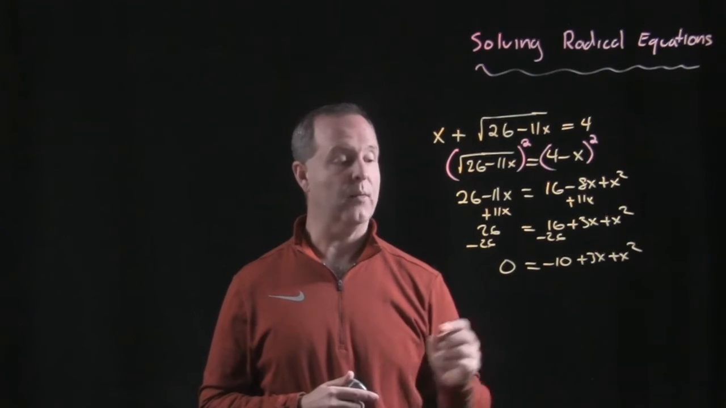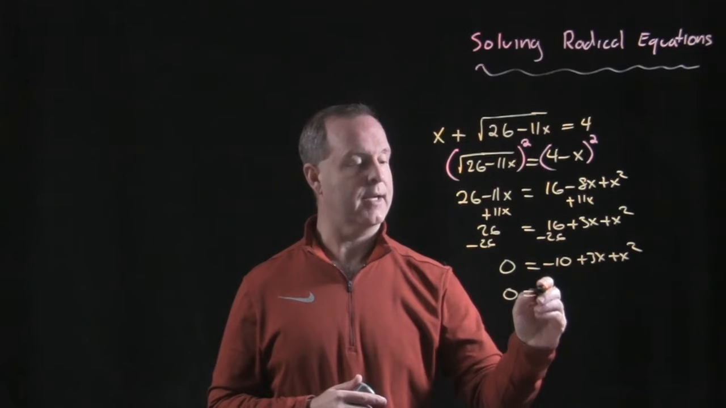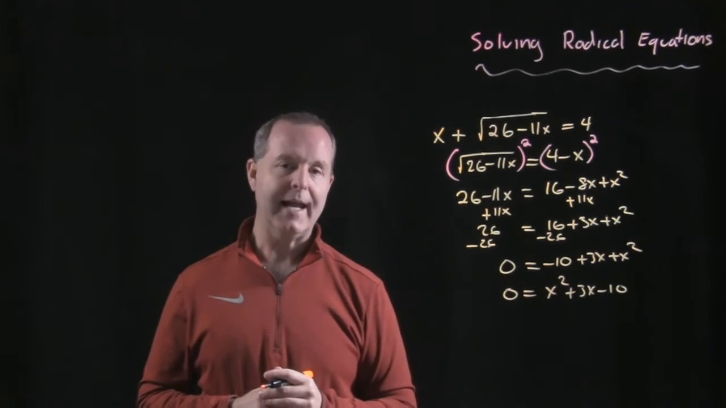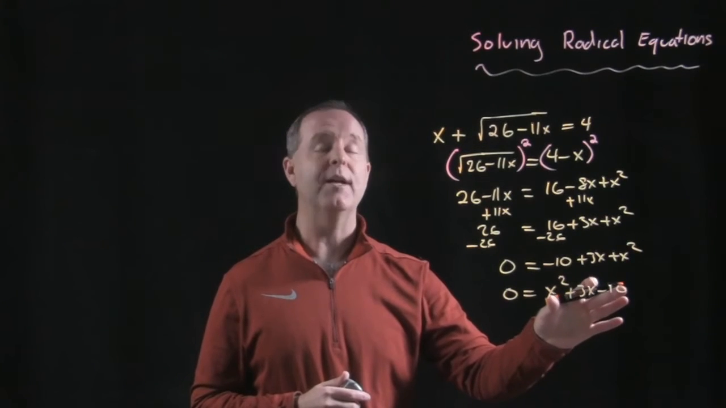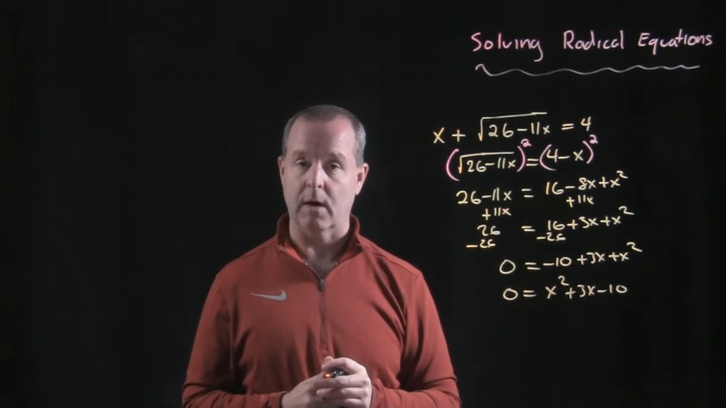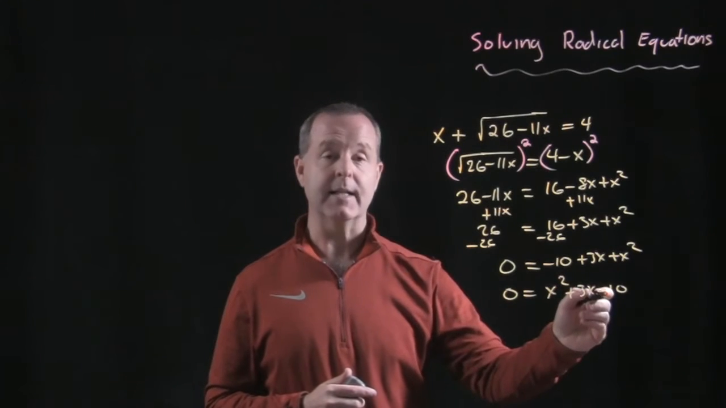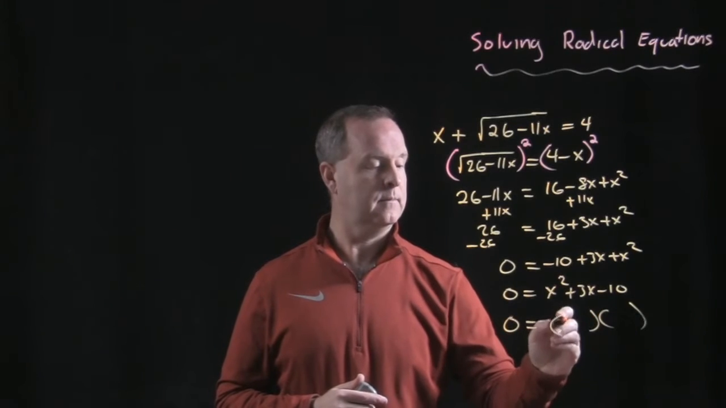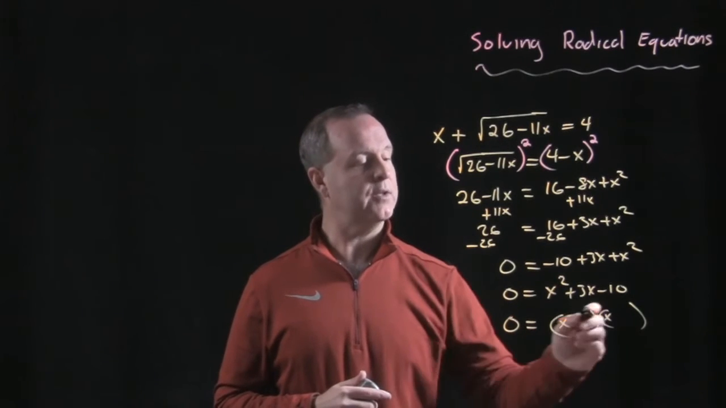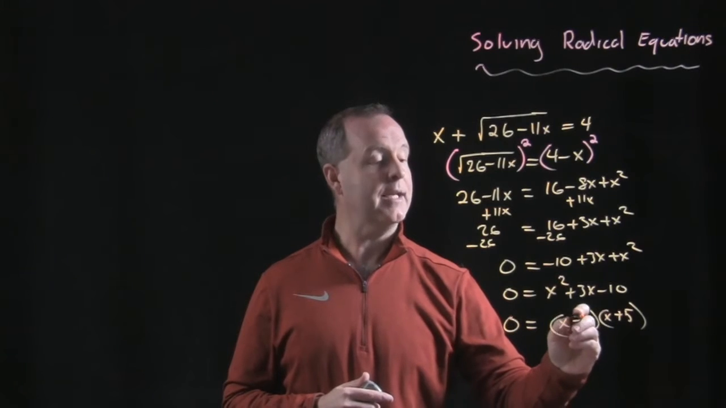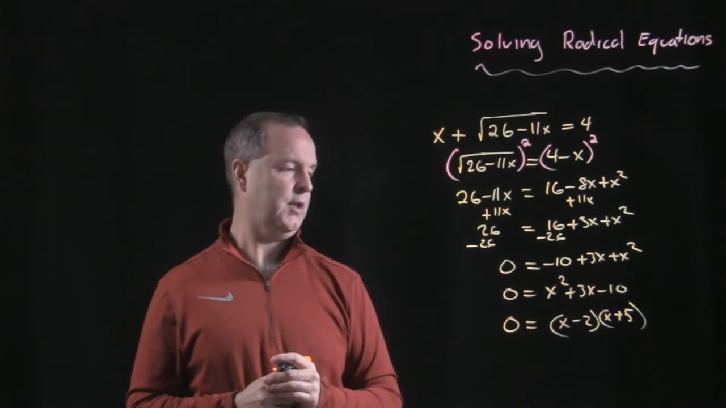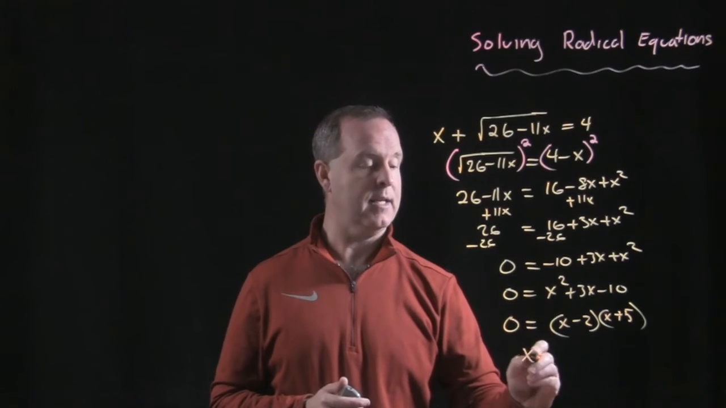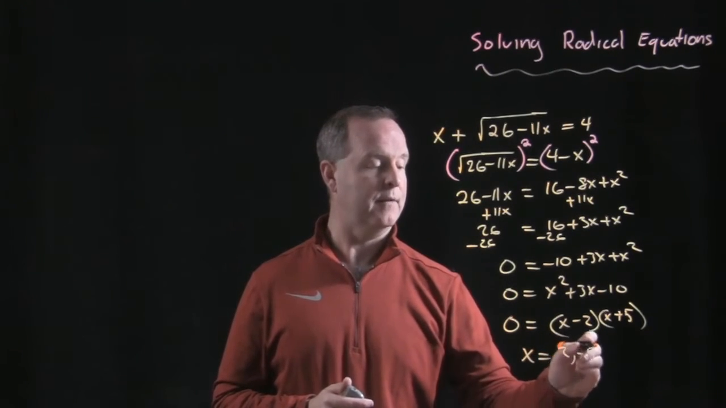And then just rewriting that in standard form: 0 equals x squared plus 3x minus 10. So now I have it in trinomial form, setting it equal to 0. So I can solve that by looking to see if this factors. And it looks like it does factor if I have a plus 5 and a negative 2. Checking it. Yep, I'm happy with that. So my solutions of x then are x equals 2 or negative 5.